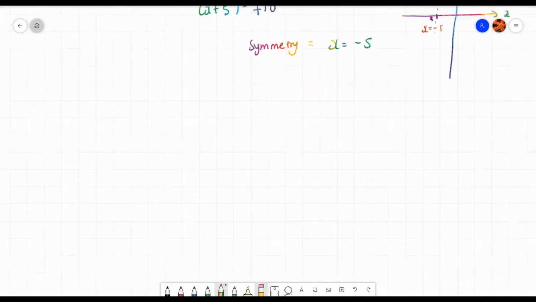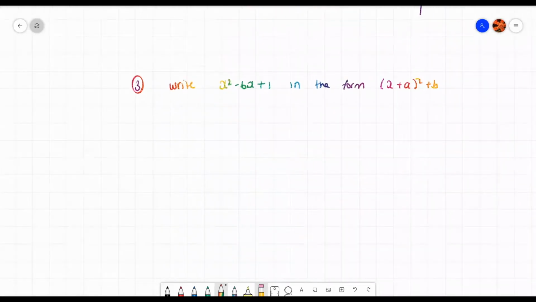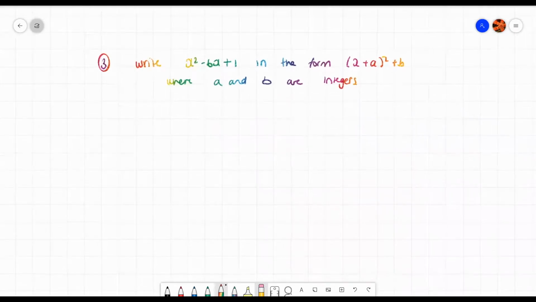So this time let's have a look at a GCSE style question. I'm just going to pick one from the GCSE papers. So we're going to say, write x squared minus 6x plus 1 in the form x plus a squared plus b. So look, notice how the letters have changed, but it still means you've got to complete the square, where a and b are integers. So that's your first part of your question. So we'll work that out first. That's worth 2 marks in your GCSE exam. So I've got x squared minus 6x plus 1.